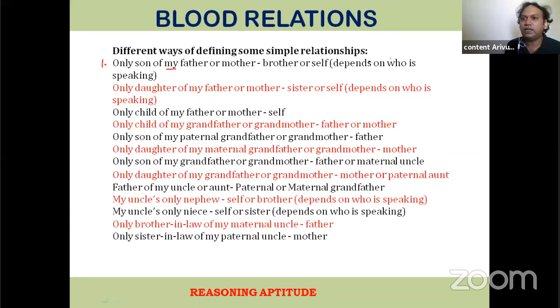Anita's father has only one son. That one son, we don't know his name. We can only say that one son is Anita's only brother. Who is speaking? Now note the second point here.